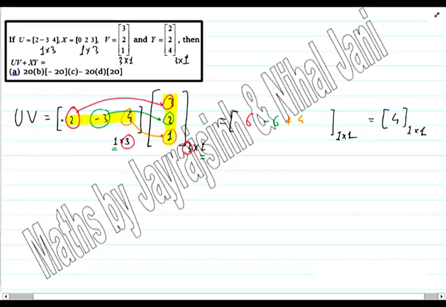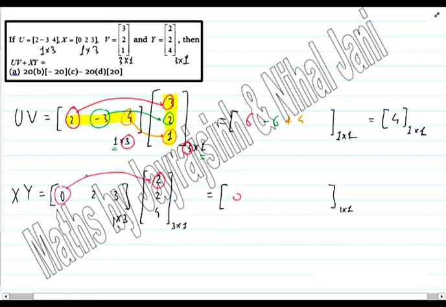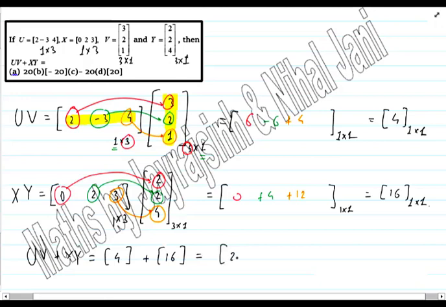Okay. Similarly, let's find out XY, which also has the resultant matrix in the order of 1 cross 1. So 0 will multiply with 2, 2 will multiply with 2, giving us 4, and 3 will multiply with 4 will give us 12. Finally, we will get 16, right? So UV plus XY will be 4 plus 16, or we can say 20. So which of the following options is correct? Option A or D?